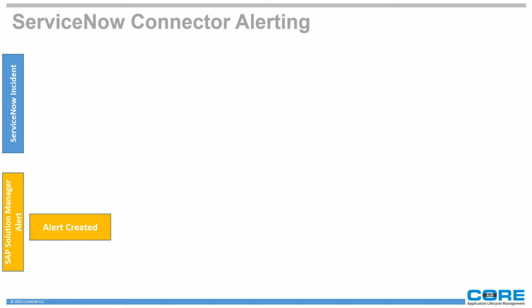So all the thresholds are configured, everything is configured, and you have an alert created. Typically, you'll get an email, or somebody will go in and review the alerts in the alert inbox in Solution Manager, and they have to manage the life cycle in Solution Manager without any other visibility. Well, the connector allows you to create an incident in ServiceNow as soon as an alert is raised in Solution Manager.